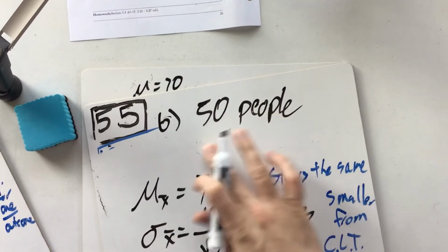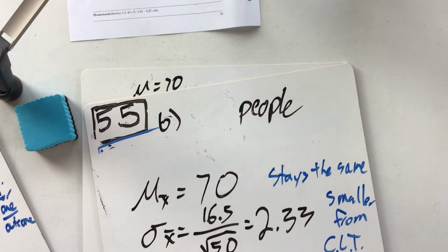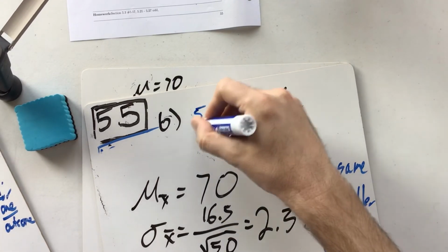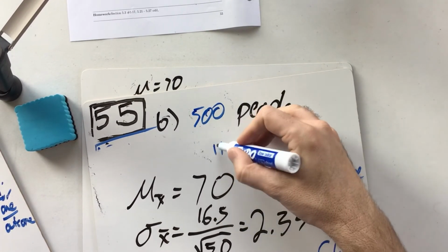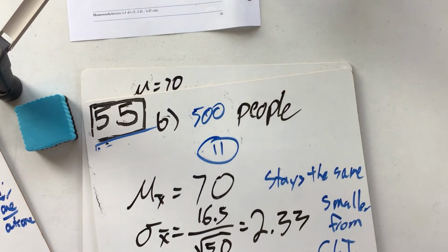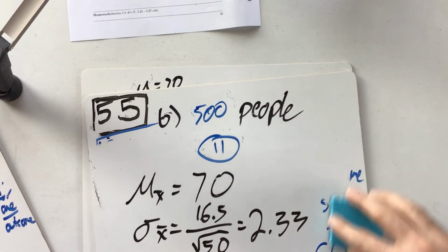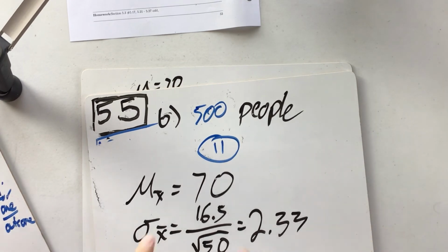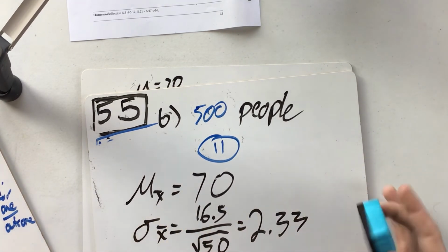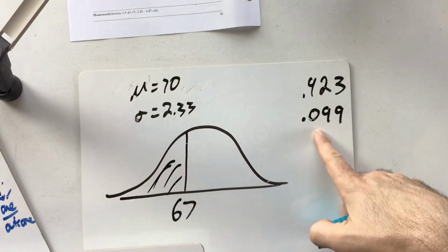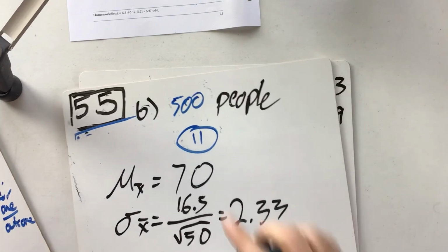So part B, we're going to switch from 50 people to 500 people. This would be a good place for you to pause. Why don't you pause real quick and see if you can get the same results that we're going to get in just a second. So ask, what is this number? What is this number? And then can you calculate out this probability from it? So pause.